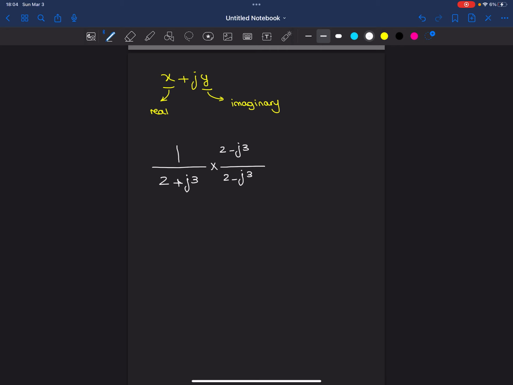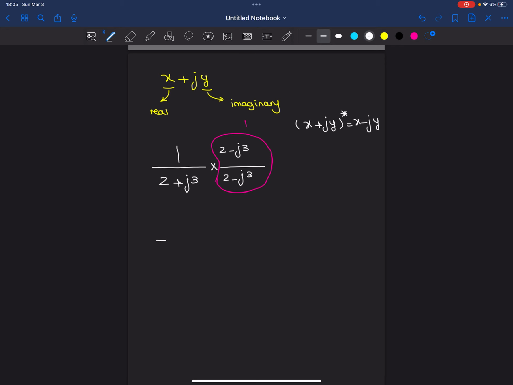Now, the complex conjugate of x plus jy will be equal to x minus jy. So technically this fraction over here is equal to 1. So I am multiplying my fraction by number 1, so it doesn't have any effect on my fraction. But look at the denominator.